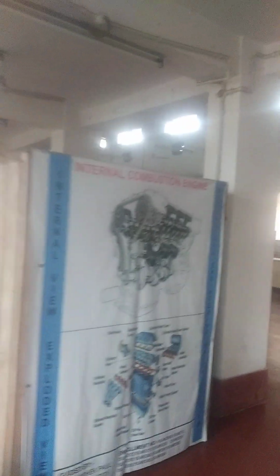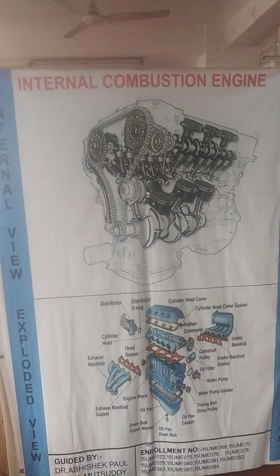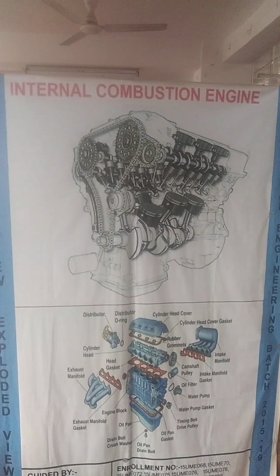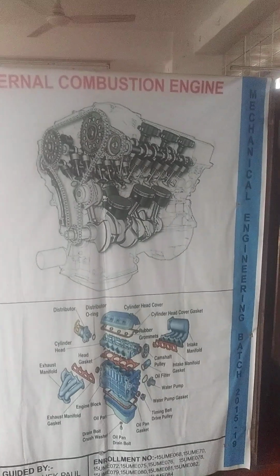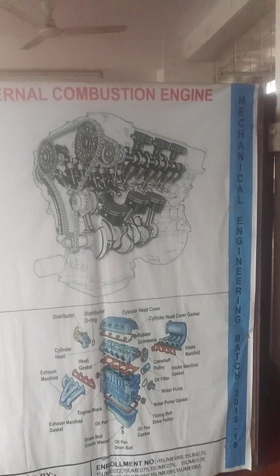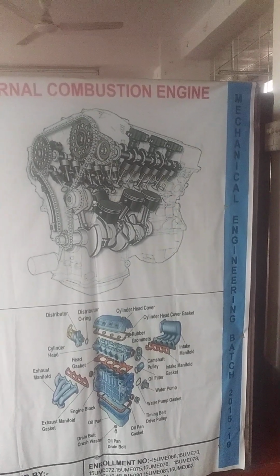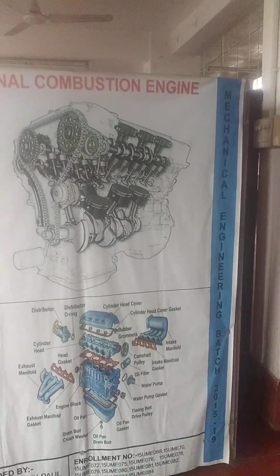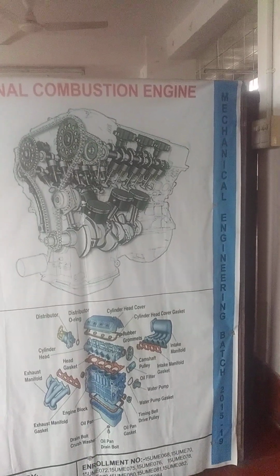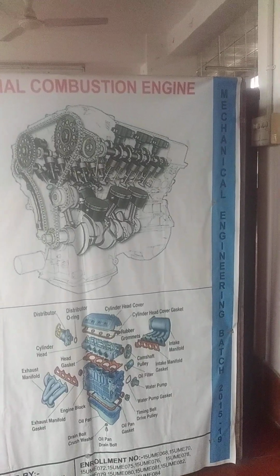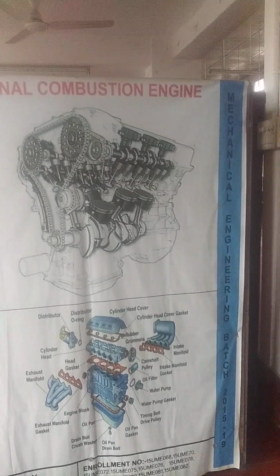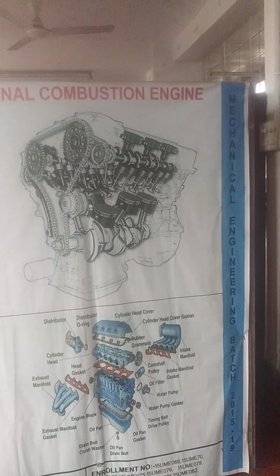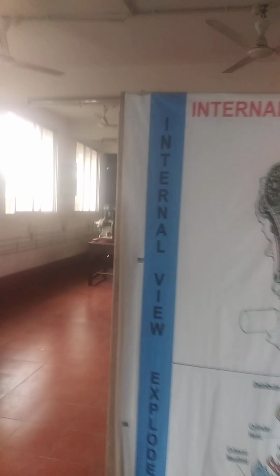This is the chart of the internal combustion engine. In this you can see the internal combustion engine. It has lots of parts: engine block, cylinder head, exhaust manifold, intake manifold, timing belt drive pulley, oil pan gasket, oil pan drain bolt, cylinder head cover. This is a common rail direct injection chart.